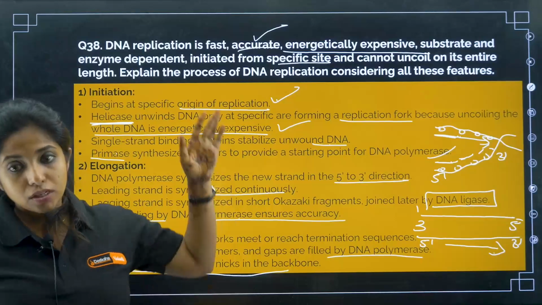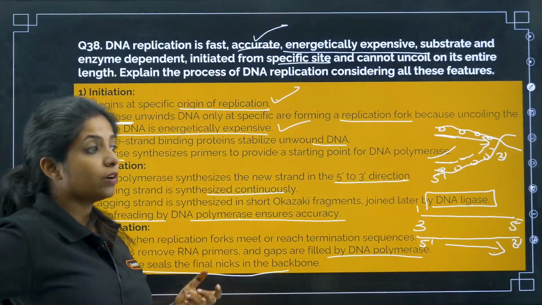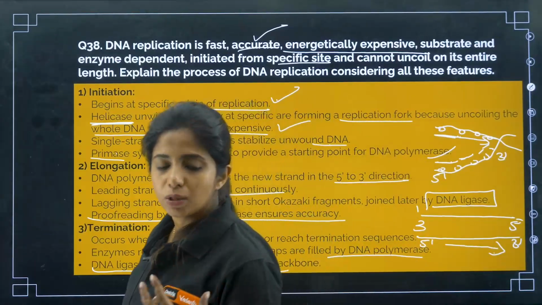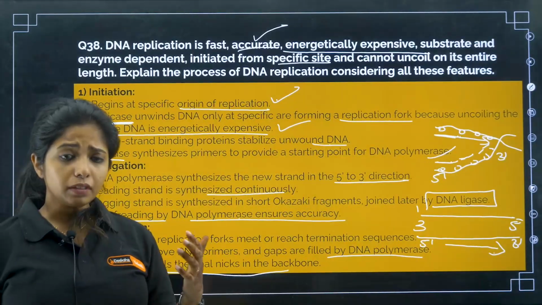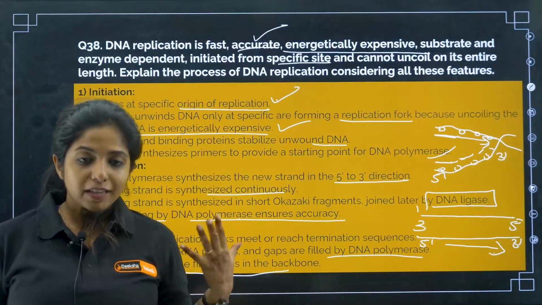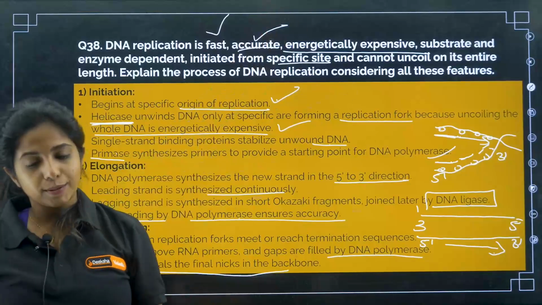Cool. So this is how you have to explain all the points, my dear children, and you can also mention the speed of DNA polymerase as well. 2000 base pairs per second in the case of E. coli, prokaryotes and so on. Explain that and put it up there. That means you can explain how it is fast.